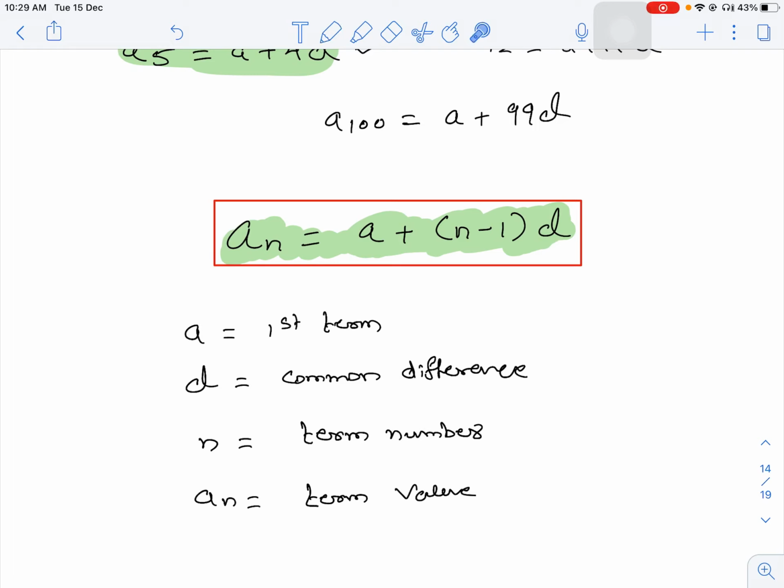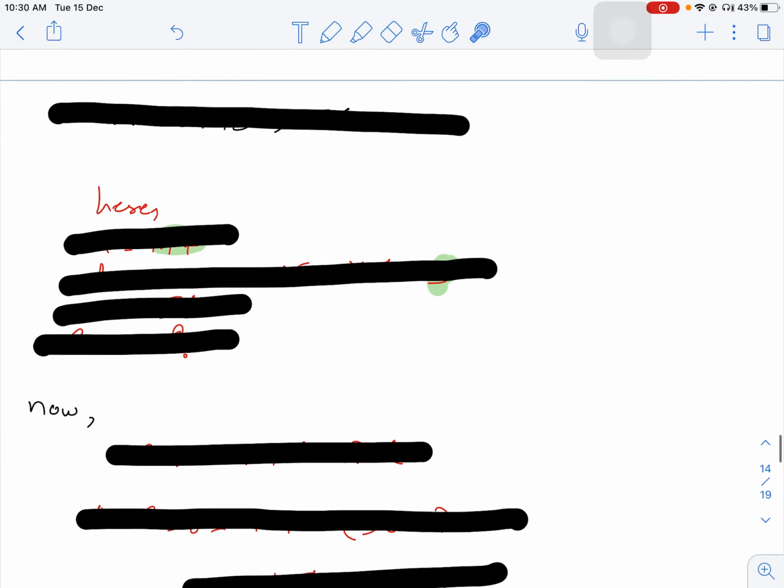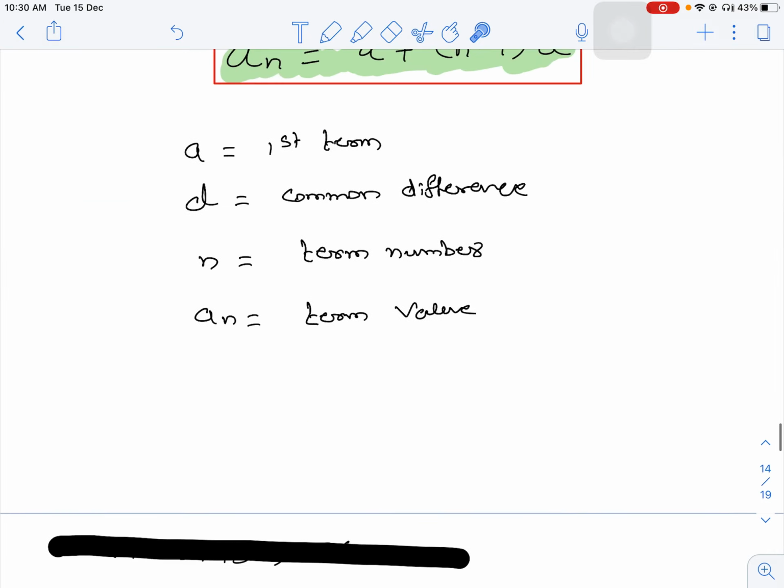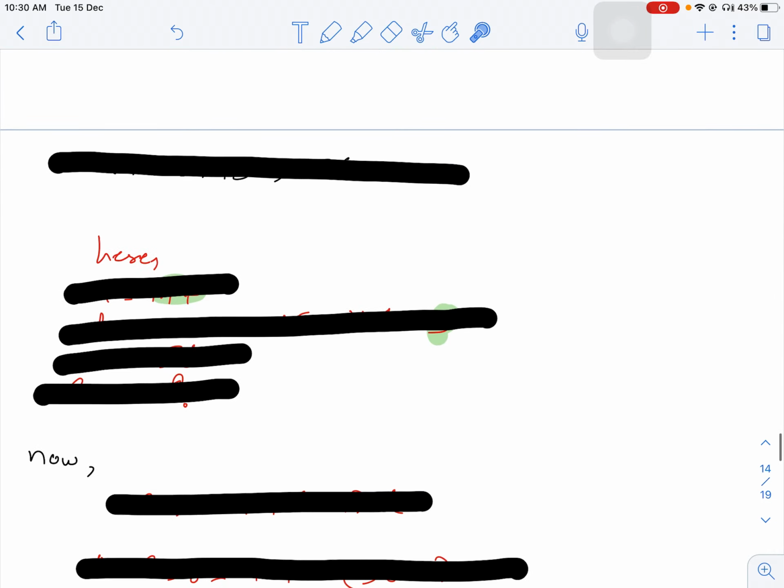Now this is the difference between an and n: n represents the term number, that is which term, and an represents that term's value. So in this there are four unknown things, 1, 2, 3 and 4. Out of these 4, if you have any 3, you can find the fourth one. Now let us solve some examples based on this, then it will be easy for us.